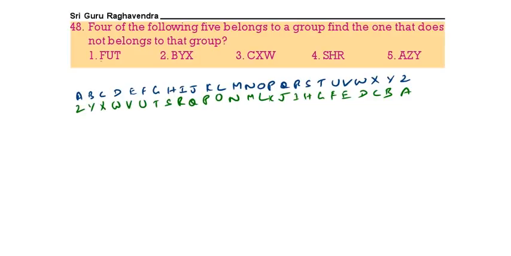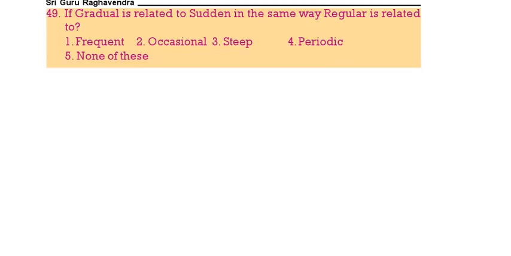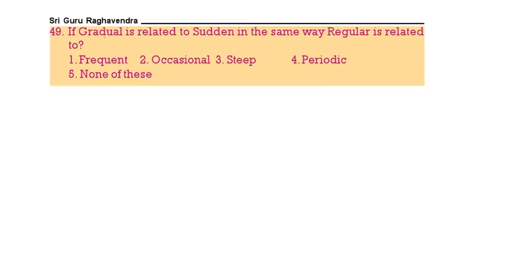Now see, F, U, T. Below F there is U. U's immediate letter is T. B, Y, X. Below B there is Y. Y's immediate letter is X. C, X, W. Below C, X. X's immediate next is W. S, H, R. Below S it is H followed by G, not R. So this is the odd one out. S, H, R is the odd one out. Next, if gradual is related to sudden, gradual is opposite of sudden, regular is opposite of occasional. Regular is opposite of occasional.